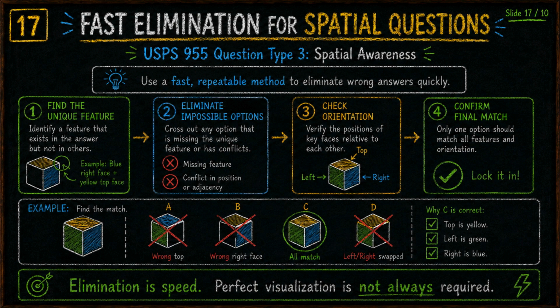Some options have the wrong top. Some have the wrong right face. Some have left and right swapped. Only one option keeps all the features in the right relationship. That is why elimination is speed. Perfect visualization is not always required. You only need enough tracking to prove which answers cannot be true.